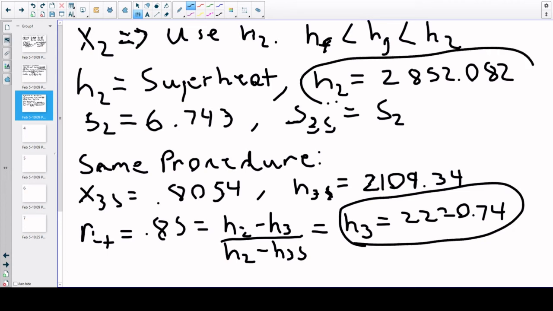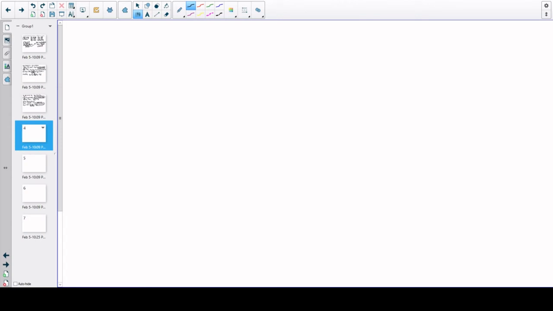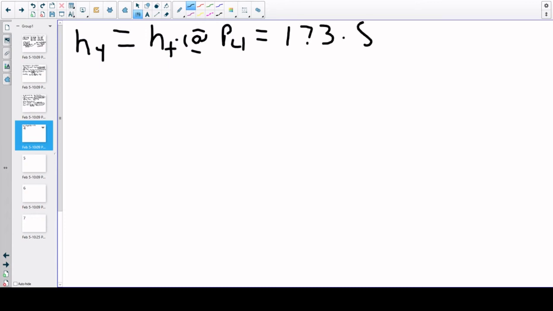And then we move into, I think, the most confusing part when we start getting close to the open feed water heater, or the closed feed. So we know that H4 is just equal to HF at pressure 4, just the saturated liquid value at pressure 4, because the condenser took the heat away from the steam and put the quality all the way down to 0.